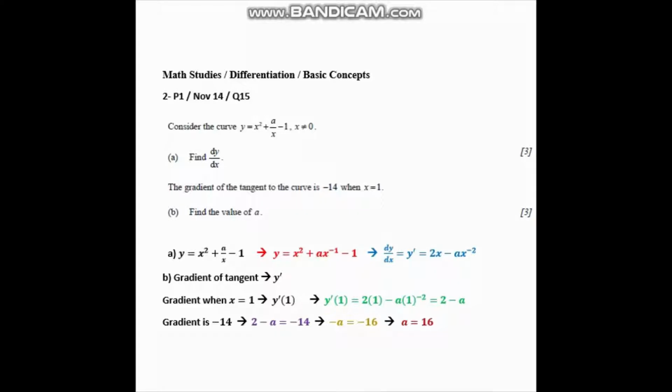So in question A, you are given this equation, y equals x squared plus a over x minus 1, and you are required to find dy by dx. Or in other words, you are required to differentiate y with respect to x. Or you are required to find y dash, the derivative function. These all mean the same thing.